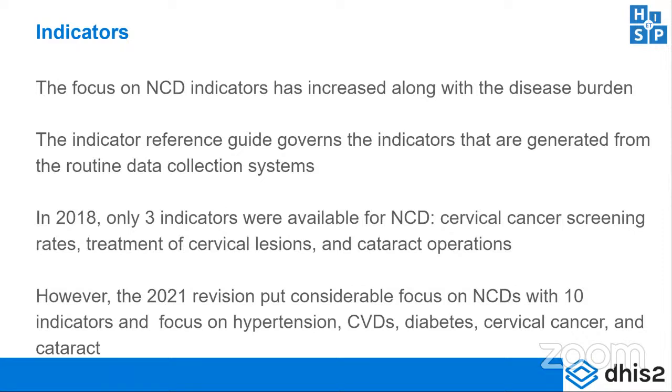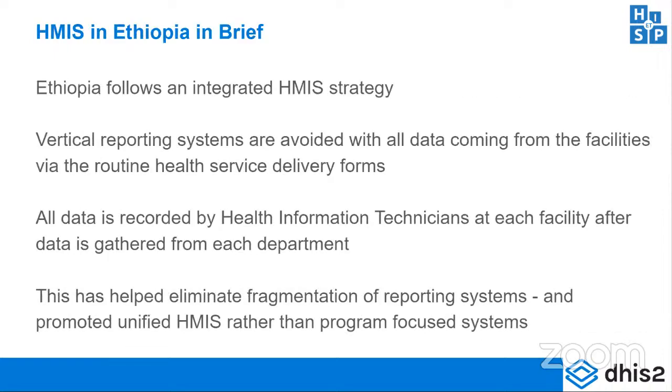This is on the indicator side. If we give you some background about the Ethiopian HMIS, Ethiopia follows an integrated HMIS strategy. Previously, we used to have vertical, fragmented reporting systems run by programs and partners. This was creating a lot of data quality problems, with the same data being reported with different figures by different partners in different programs.